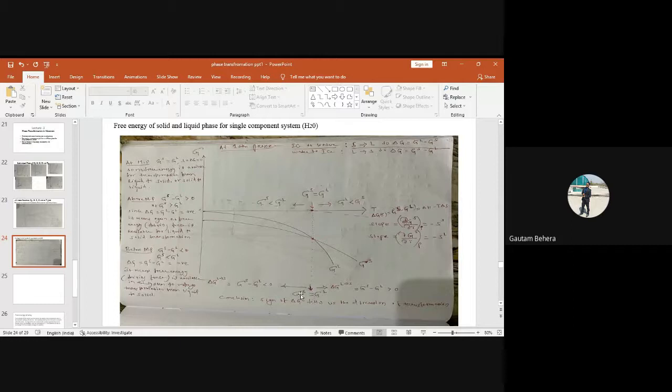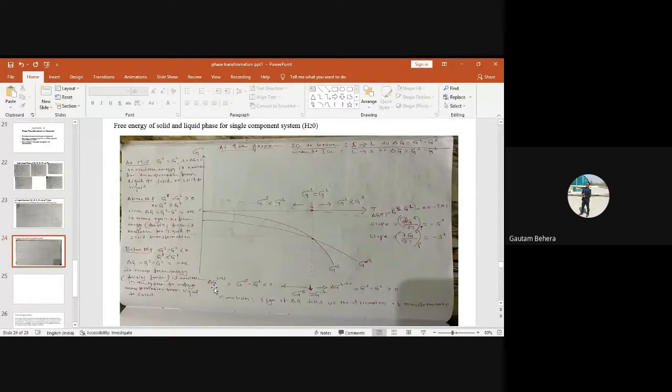So just have a look at this point only, at the melting point. Here I have written GS is equal to GL. But if you go below the melting point, in this direction, what is happening? If you want a transformation, liquid to solid, here I have written liquid to solid transformation, L arrow S. Liquid is transforming into solid, right?